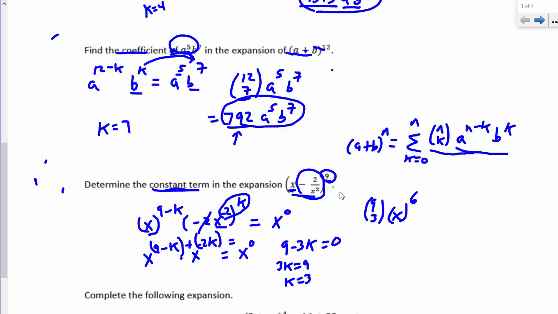And then we're going to have this part right here, which I'm going to rewrite in a different way as negative 2 times x to the power of negative 2. And we're going to raise this to the power of k, which is 3. Now we have to figure out what is this, okay? So this combination again, 9 choose 3.